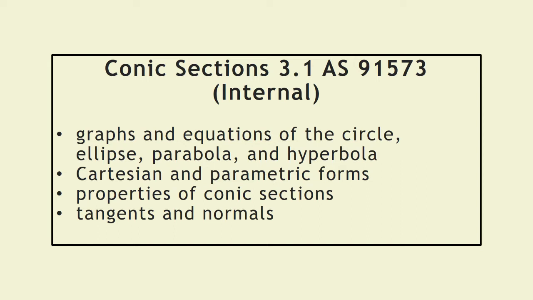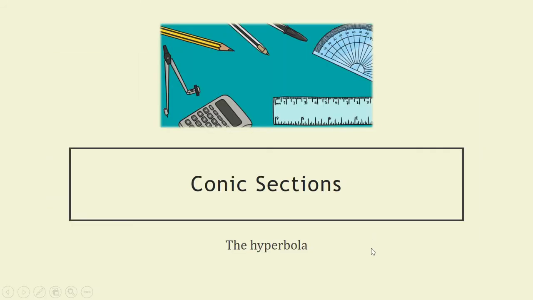And obviously we've been touching on Cartesian and parametric forms, and looking at some of the properties, focus-directrix properties, those sorts of things. What's the eccentricity? We brought that in with the ellipse. Directrices, foci, all those sorts of things. Okay, so let's move on and have a look at the hyperbola then.